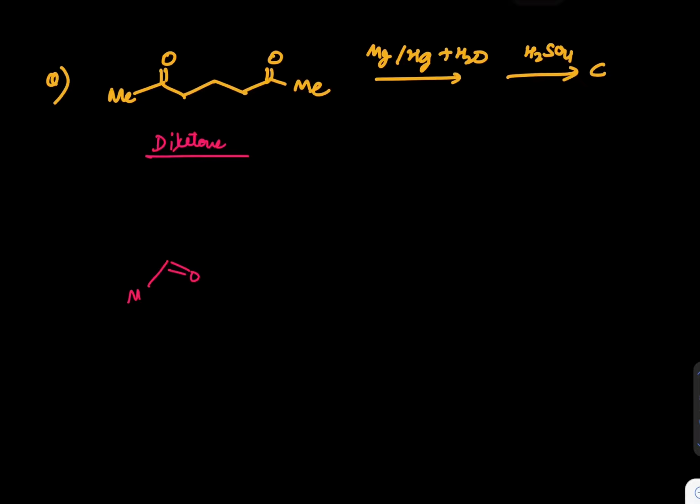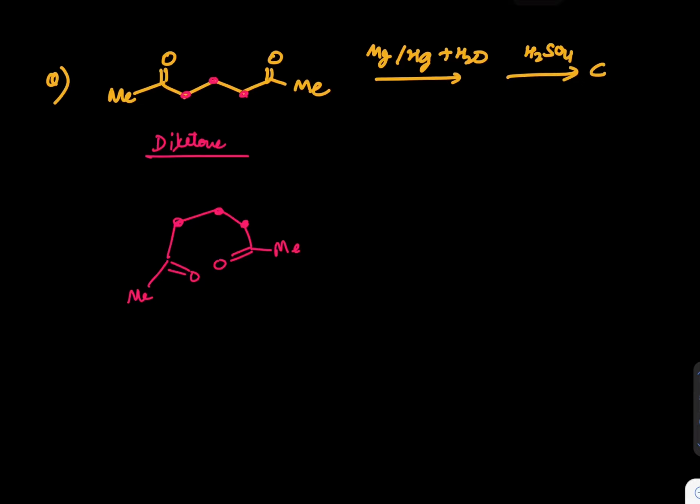C double bond O, Me hanging here. 1, 2, 3 members. And C double bond O, 1, 2, 3 members. And then C double bond O and Me hanging here. 1, 2, 3 carbons in between. 1, 2, 3 carbons in between.